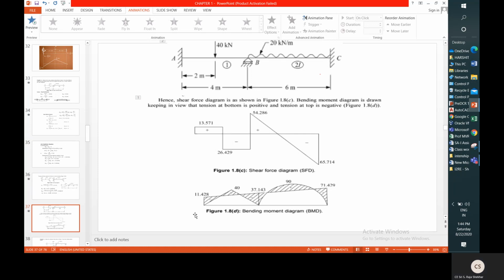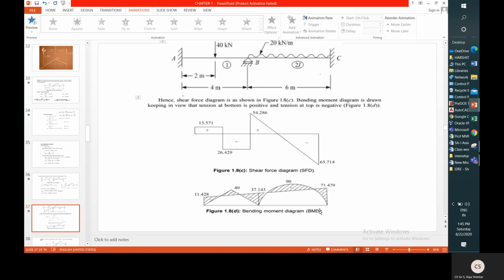Now, for the variation of the moment diagram, or net BMD, we need to draw. For that, first what we need to do is we have to draw fixed end moments. That means at fixed end A, the moment is 11.428. At fixed end B, it is 37.143, and at C the fixed end moment is 71.429. You just join all these points, 11.428, 37.143 and 71.429. You join these three with lines.